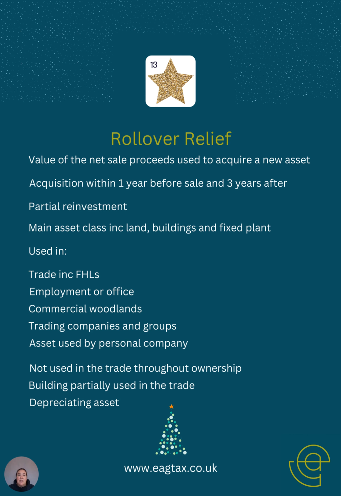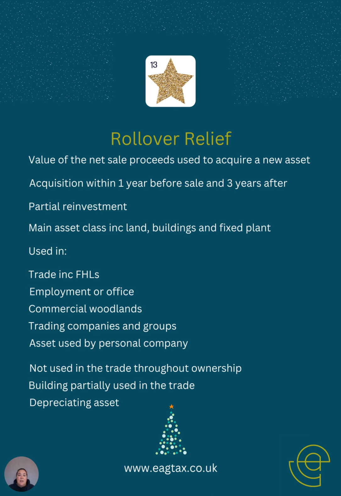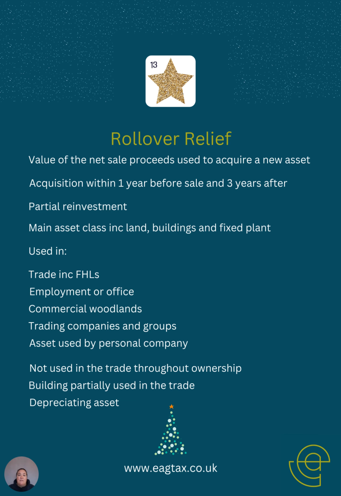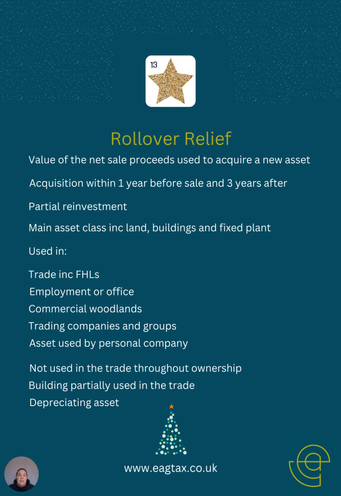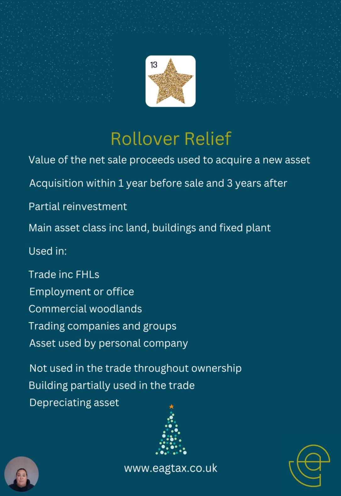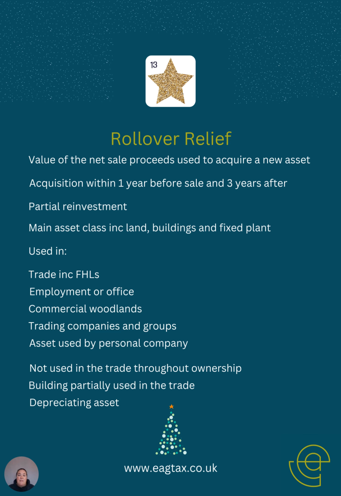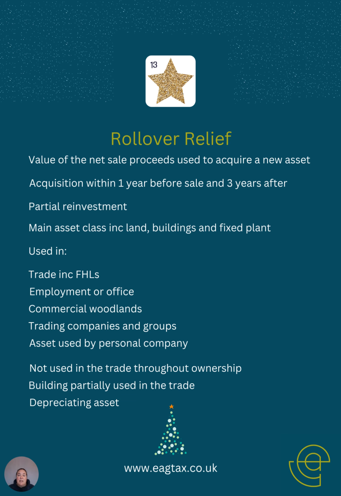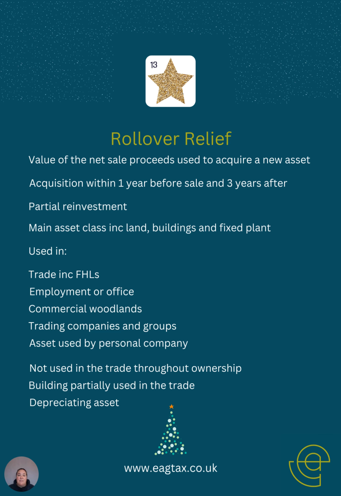If the reinvestment is in a depreciating asset, which is those with a useful life of less than 60 years, the gain is temporarily frozen rather than rolled over. The gain will then crystallise on the earlier of the sale, cessation of use in the trade, and the 10th anniversary of acquisition. This does, however, provide additional time to make a permanent rollover claim, so long as it takes place before one of the crystallisation events.